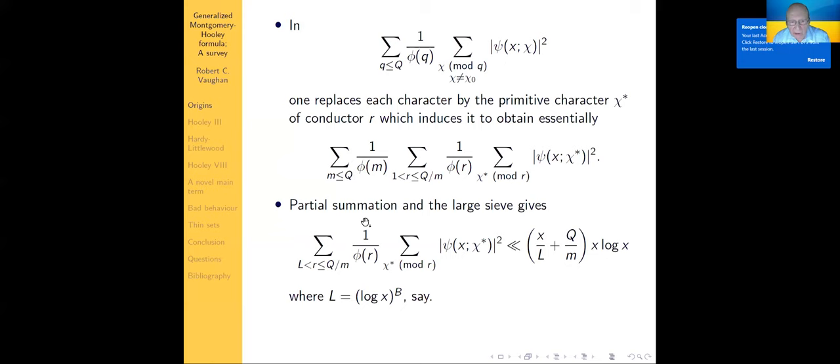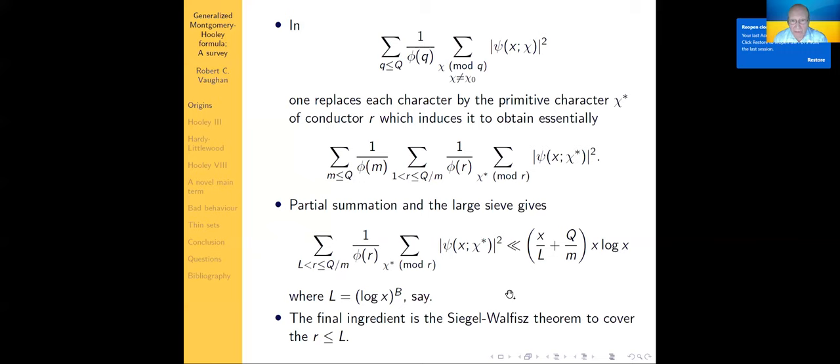And to that, you can apply the large sieve directly, or the character version of the large sieve. And you can see that you get X over L here, and then Q over M here, times X log X. And if you take L to be a power of a logarithm, then you've dealt with a significant part of the problem. And then the piece out to capital L, you can treat with the Siegel-Walfisz theorem, right? Standard result on primes in arithmetic progressions. So the proof is actually pretty simple, modulo the large sieve and modulo the Siegel-Walfisz theorem.